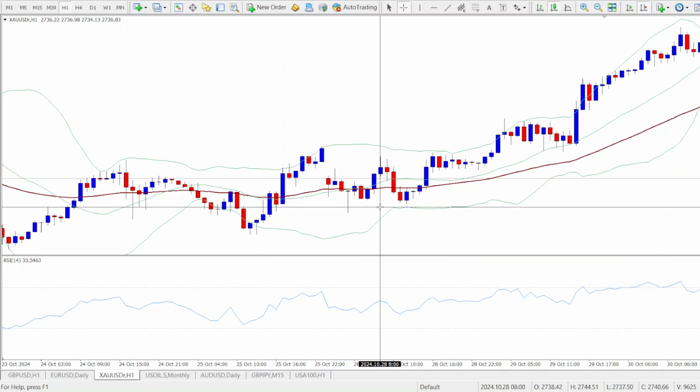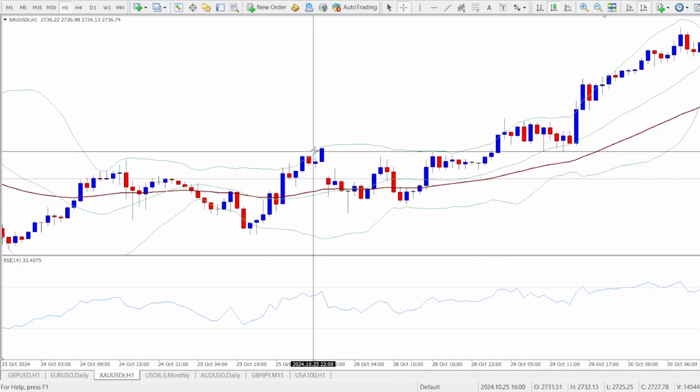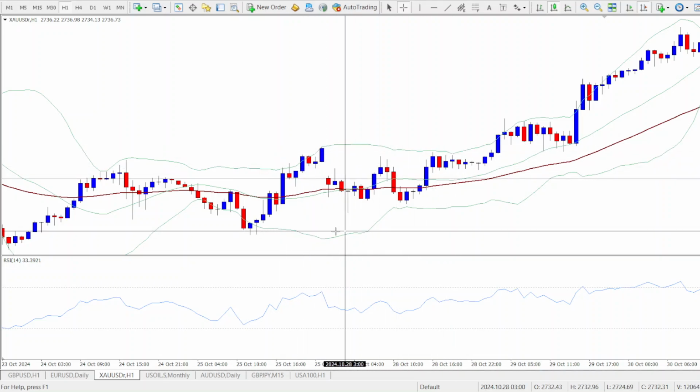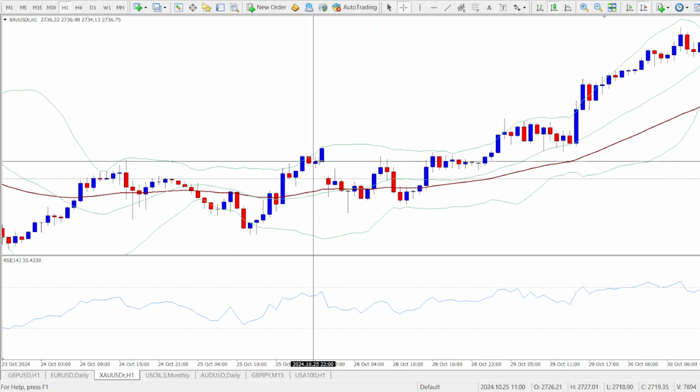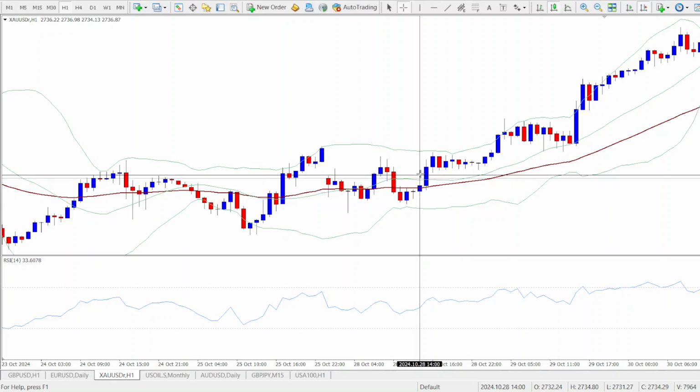Now, the cool thing here is you can use these bands to set your expectations for support and resistance, because you can see that the upper band was serving as resistance, the lower band was serving as support. So these Bollinger Bands can also serve as dynamic support and resistance levels.